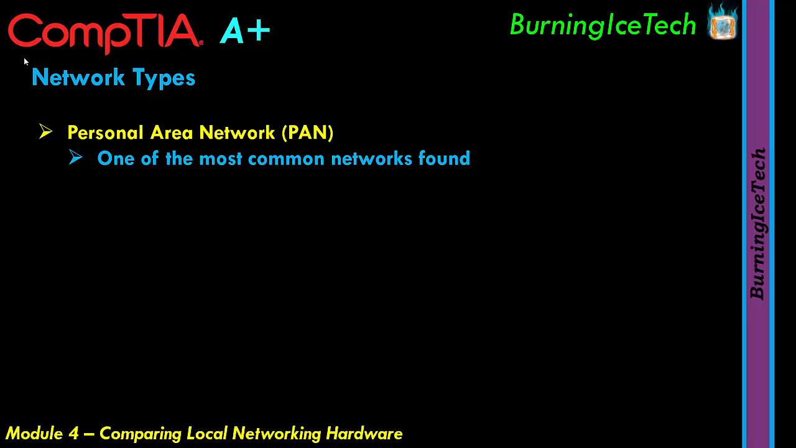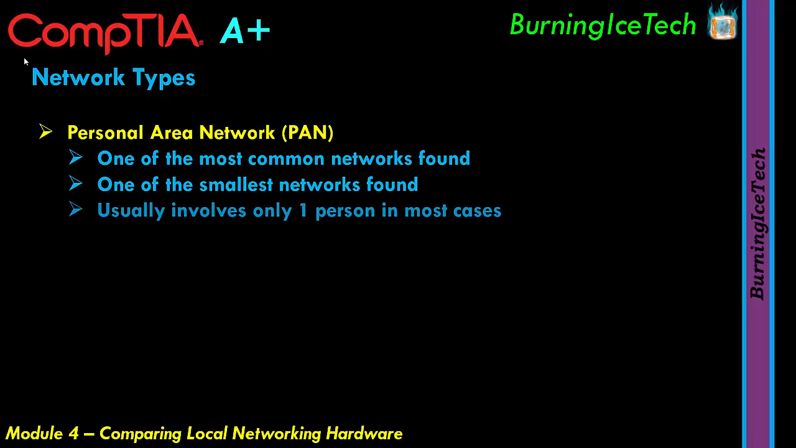As soon as I so much as connect one other desktop or laptop, even if it's literally across from me, then it's no longer a PAN, then we're moving into LAN territory, which we're going to get to in just a moment. So PAN is one of the smallest networks found. Like I said, it's pretty much just what you can fit onto your desk. It usually involves only one person in most cases, because as soon as you connect one other device, then we're moving into LAN territory.